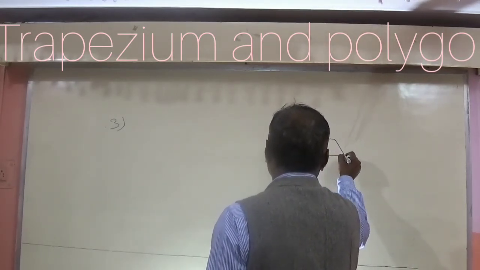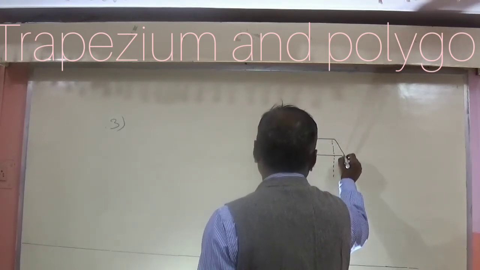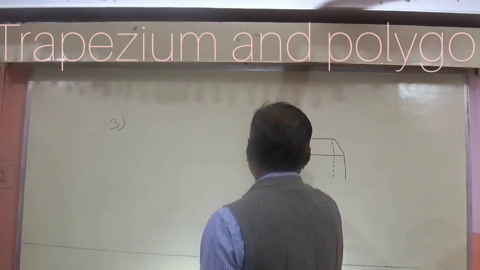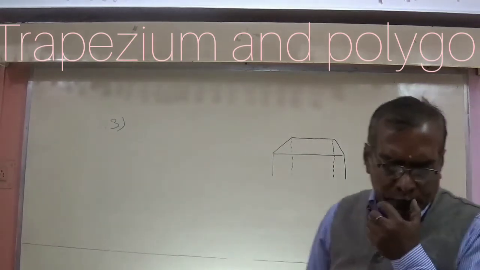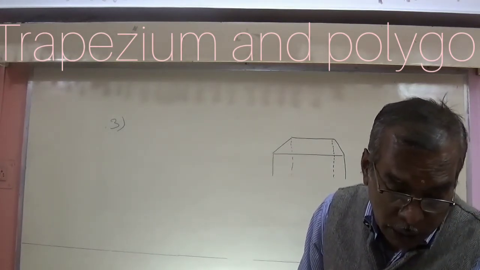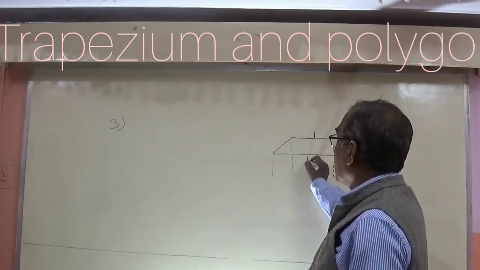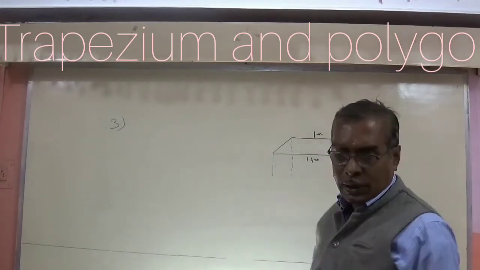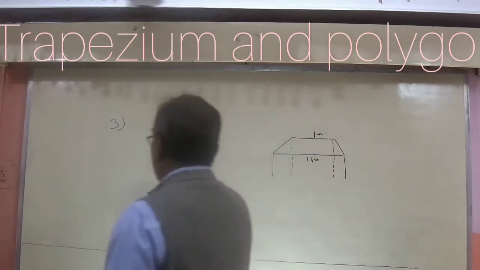Okay, this is the top of the table, and these are the legs. These are the 4 legs of the table, like this holder it is given. Okay, so now what is given here is that the parallel sides are of length 1 meter and 1.4 meter, and the distance between them, that is the height, is given as 0.9 meter.